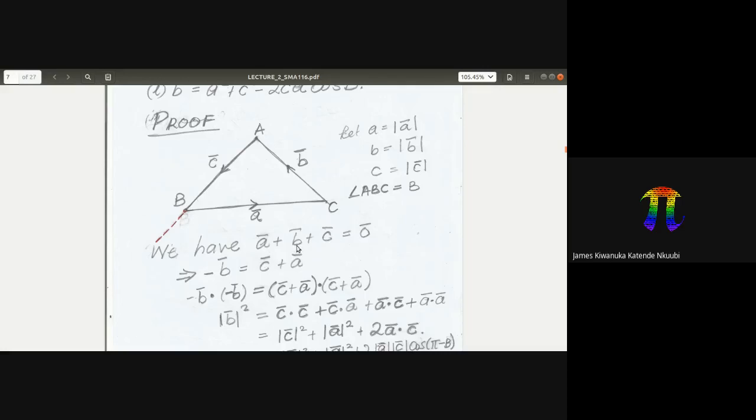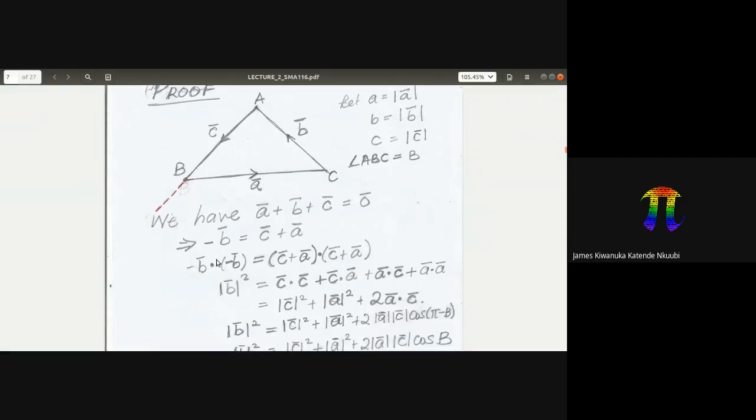So if we put A and C on one side, we'll have minus B equal to C plus A. So get the dot product of each side with itself. Because they're equal, the equality would still be retained, because minus B and C plus A are the same. So if I get the dot product of minus B with itself, and the dot product of C plus A with itself, my equality is not lost. I still have the equality.